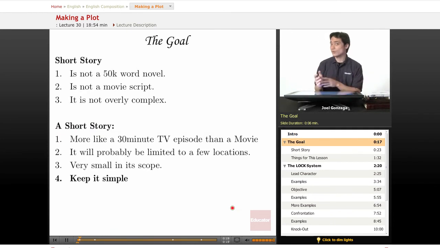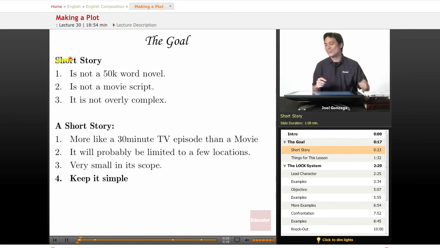First off, let's review the goal for the little short story that we're putting together, and the emphasis is on the word short. You are not writing a 50,000 word novel. You can do that for your NaNoWriMo, which I'll maybe explain later and let you guys know about some other time. You are also not putting together a movie script. And this is not going to be overly complex.